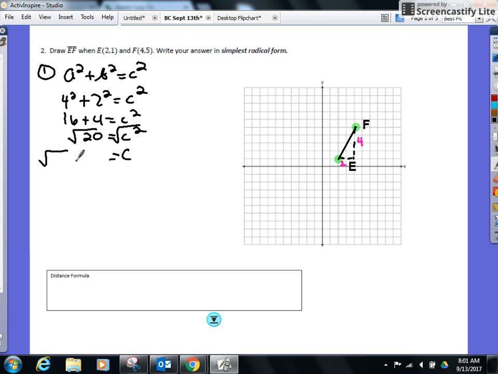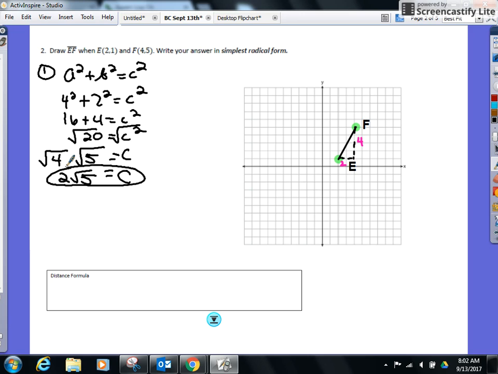I break it up into 2 radicals. In one radical goes the biggest perfect square, 4, 9, 16, 25, 36. Those are all perfect squares. The biggest one of those that goes into 20 evenly. 4. And what do you multiply 4 by to get 20? 5. One more step. Square root of 4. 2. And the square root of 5 comes along for the ride. So there's the length of EF.